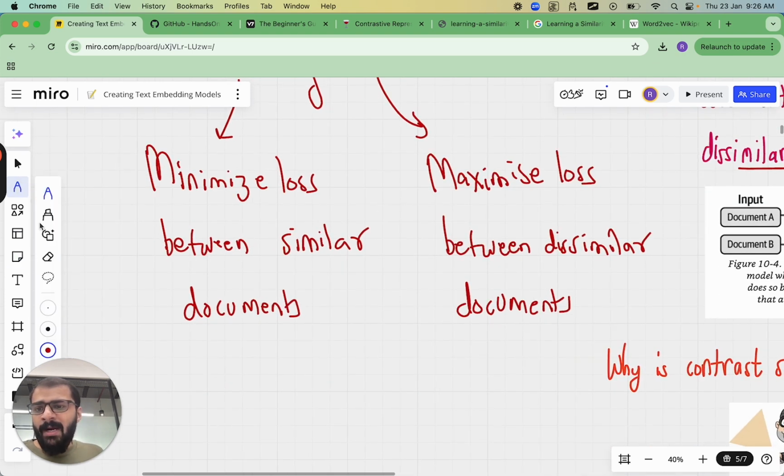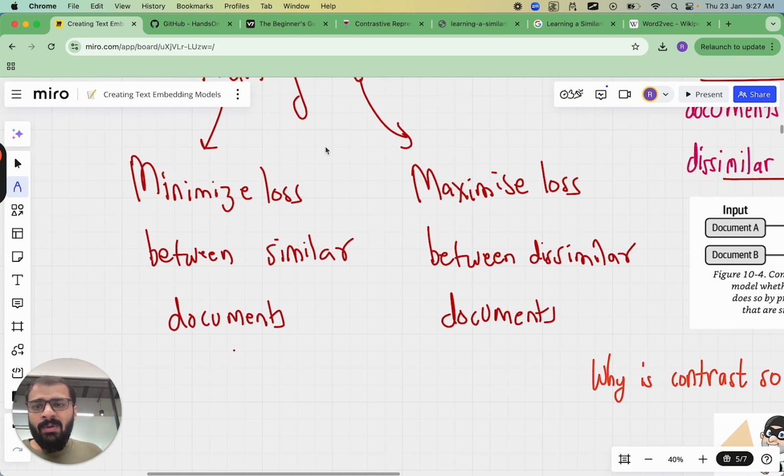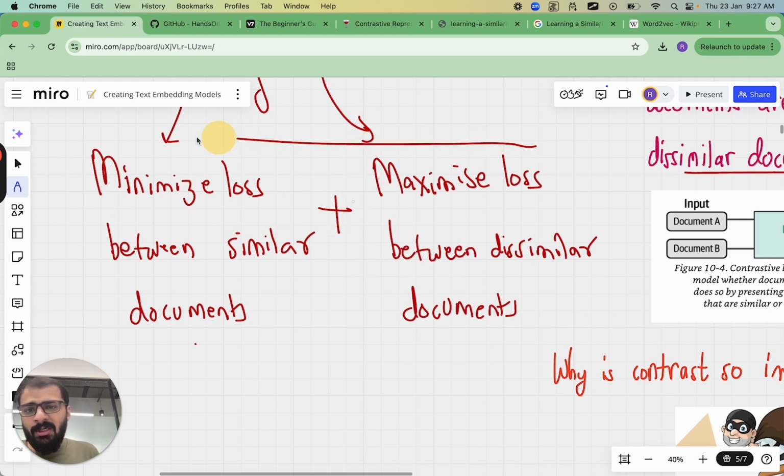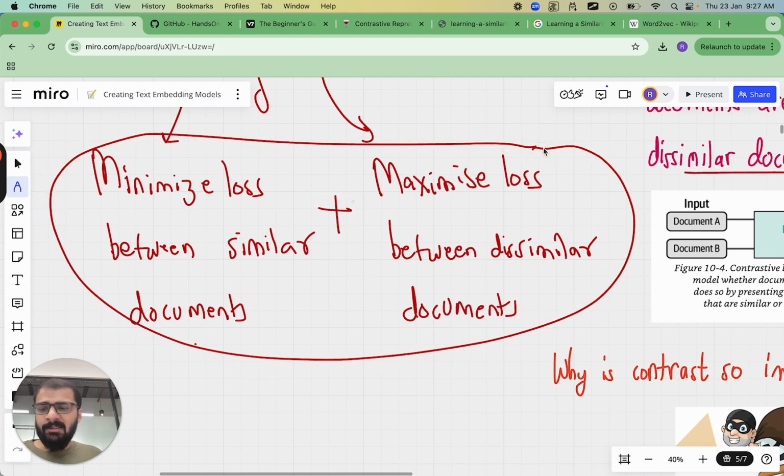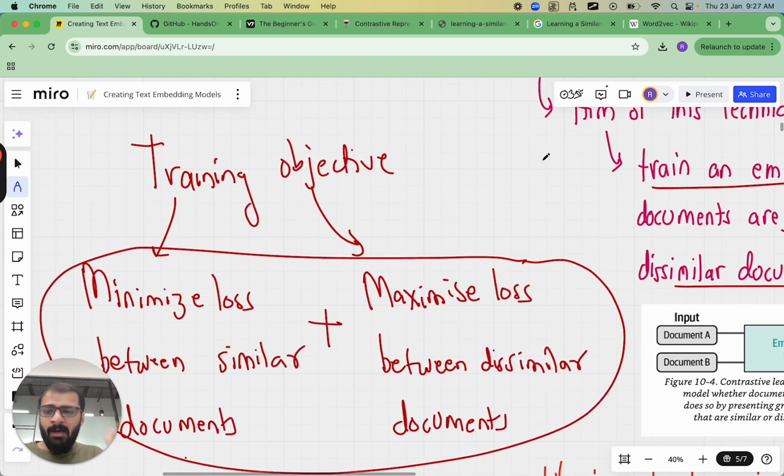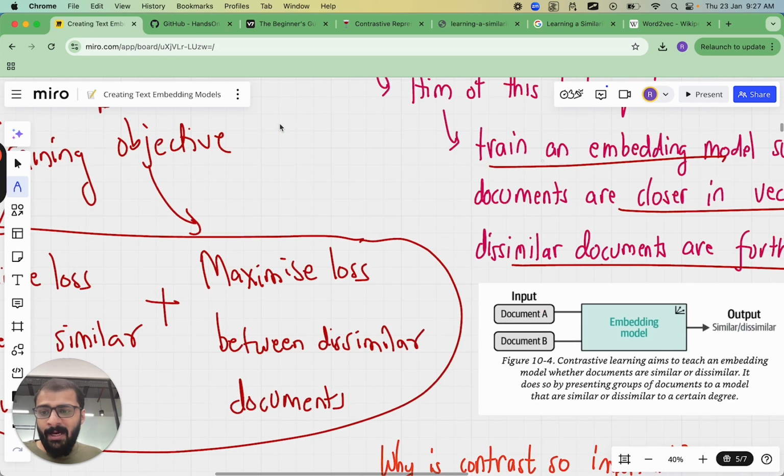So we should not just stop at minimizing the loss between similar documents. We also need to make sure that our embedding models have a very high loss for dissimilar documents, which will make sure that dissimilar documents never come closer to each other. So it's extremely important that these two things are achieved. Somehow similar documents should be closer and there is a loss on that, and dissimilar documents should be farther apart and there is a loss on that also, and both of these loss functions are added to achieve our training objective. That's the main idea behind contrastive learning.